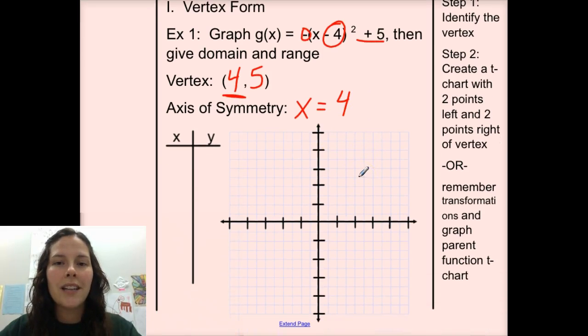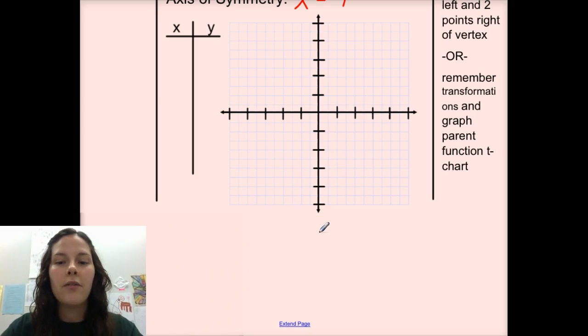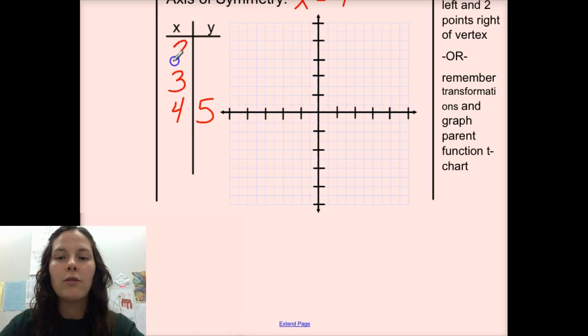So the alternate way to get this graphed is to use a t-chart. Once you identify the vertex or the critical point, you can substitute two values less than the x-coordinate of the vertex into the function and two values greater than the x-coordinate of the vertex into the function. So the x-coordinate of our vertex was 4, and we know the y value was 5. So for our t-chart, we would substitute two values smaller than the x-coordinate, as well as two values larger than the x-coordinate into our function.